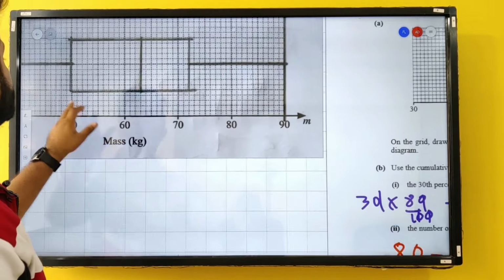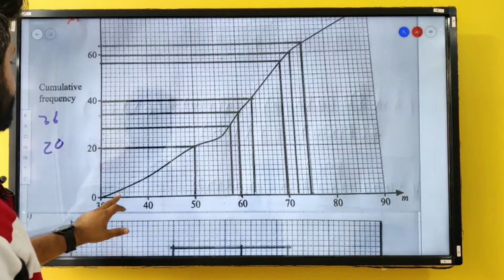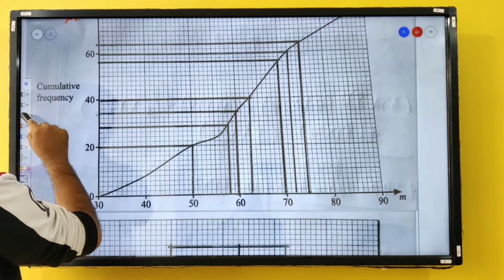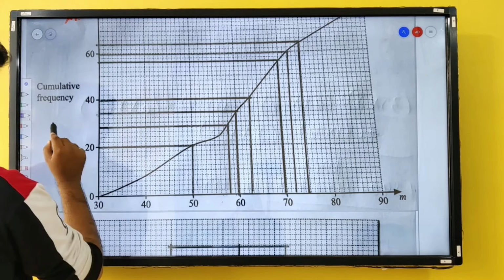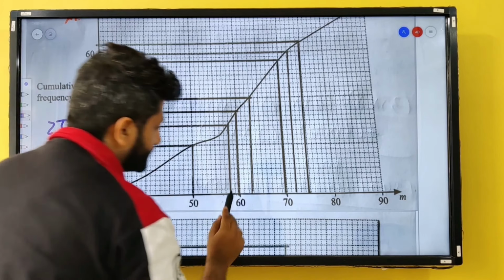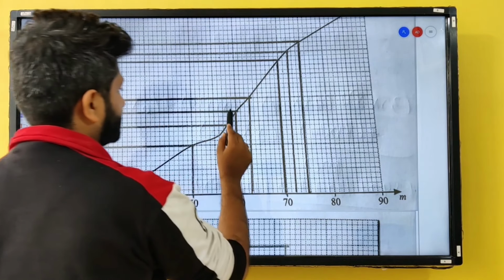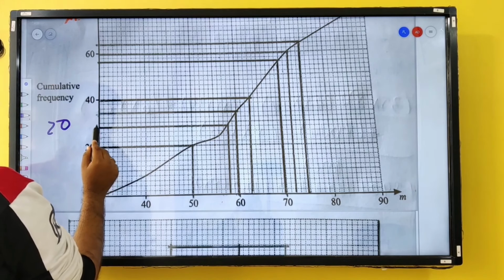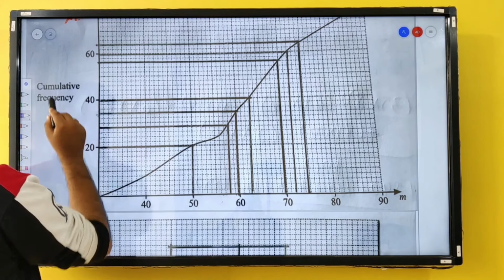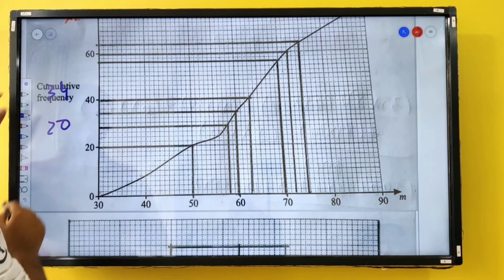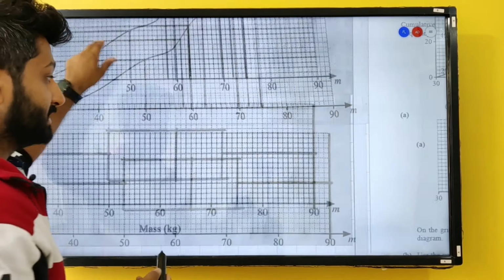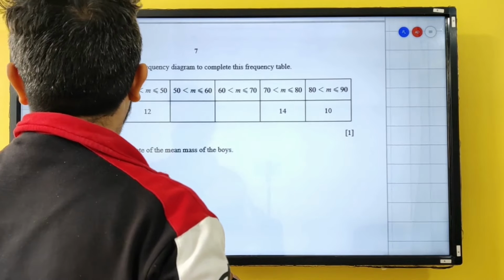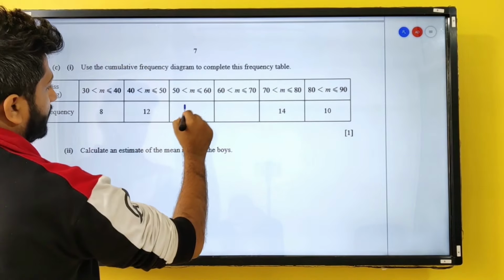Okay, 50 to 60. At 50 you have the number of students, which is 20. At 60, I have drawn this line, you have number of students 22, 24, 26, 28, 30, 32, 34. Number of students is 34. So 34 minus 20 is obviously 14. Good. I have here 14.